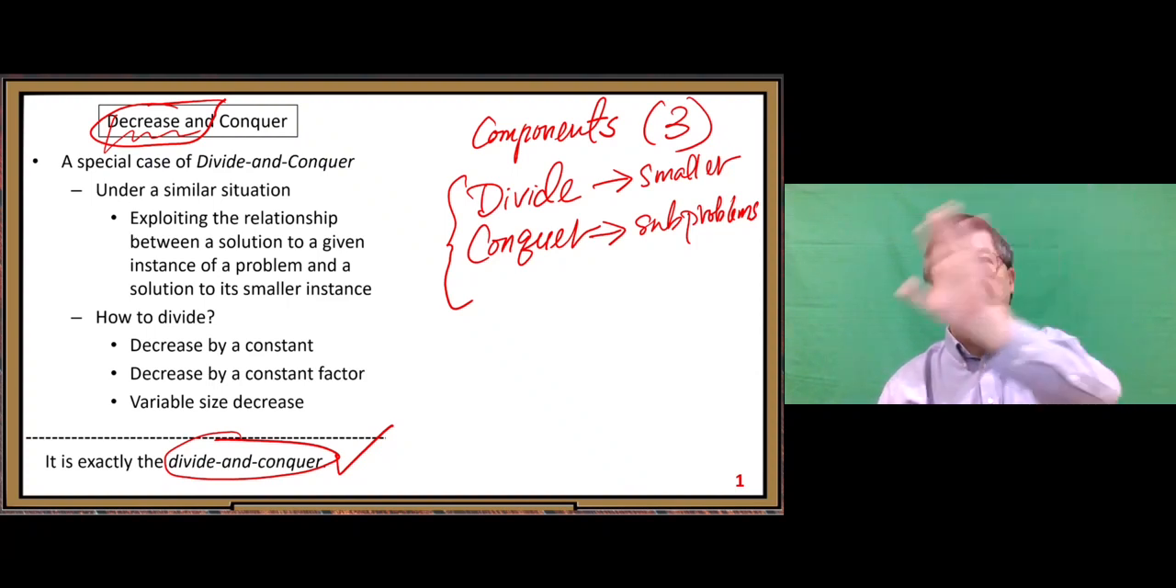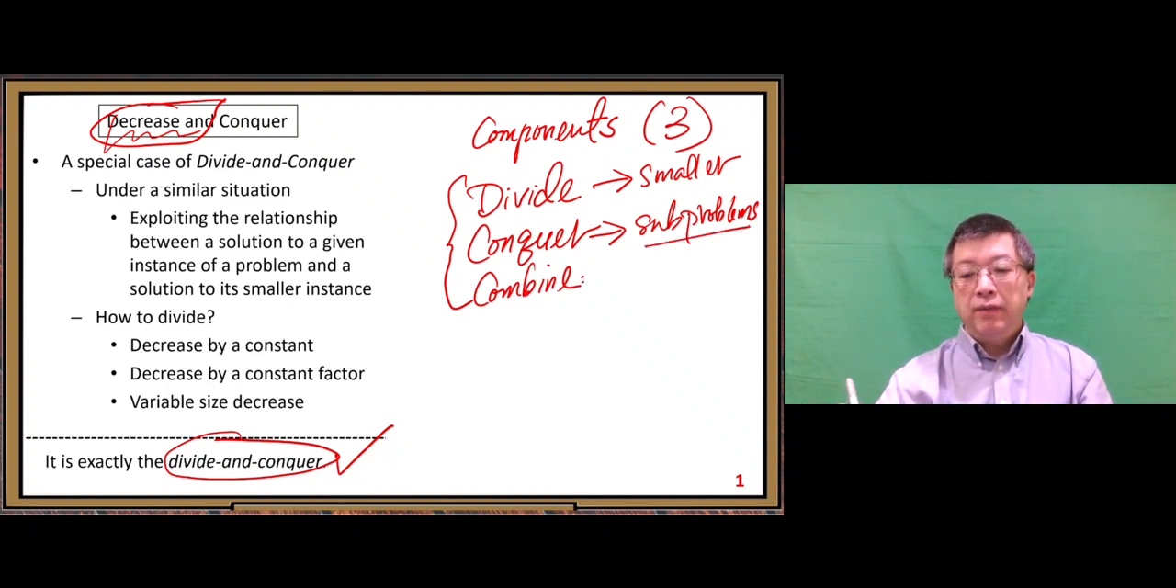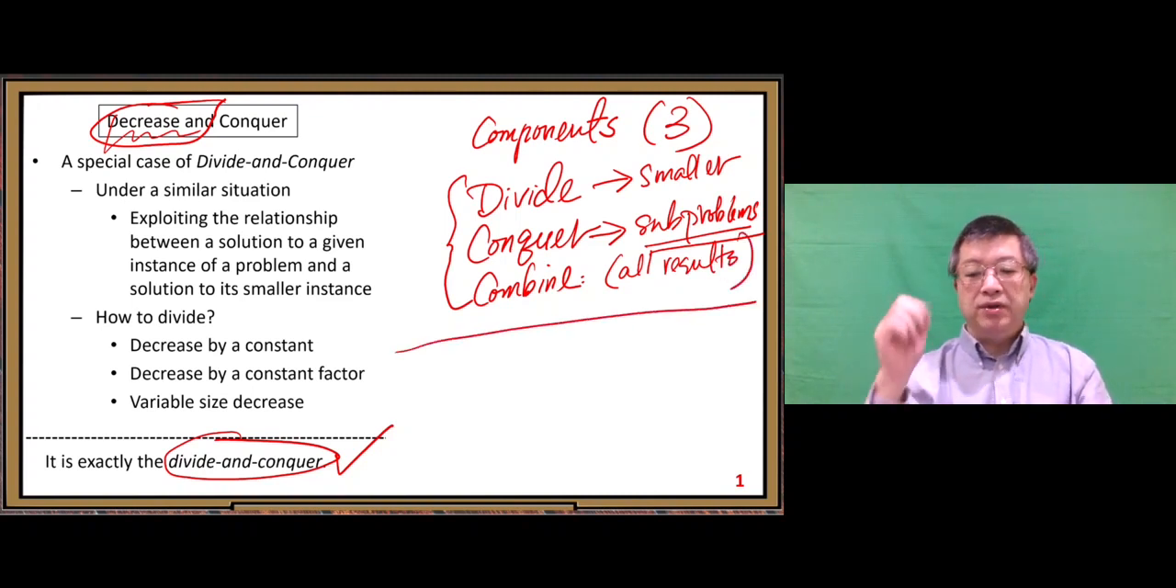Then after that, you have the last component, some amount of work you need to do. The last one, combine the results. Because after you get all the solutions of your subproblems, you need to combine all the results. These are the three components.